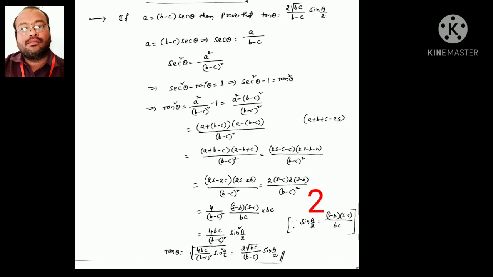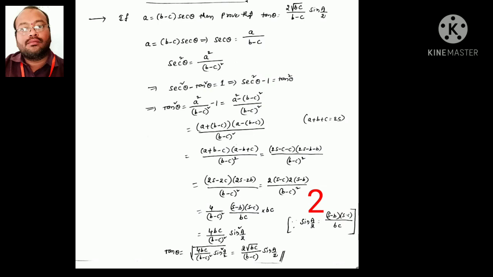Then by replacing those values, tan square theta we can get as sec square theta minus 1. I replaced with that value, and we used a plus b plus c as 2s. So by simplifying that, we can get 2 times of s minus c into 2 times of s minus b by b minus c whole square. So by multiplying and dividing by bc, we can get 4 times of bc by b minus c whole square into s minus b into s minus c by bc, which is nothing but sin square a by 2.